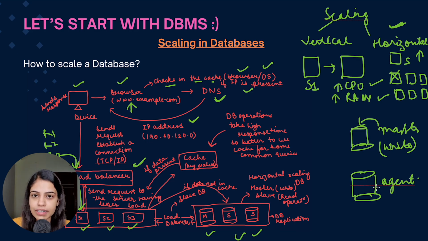And in the agent or the slave database, we accommodate all the read operations. So we have two databases mostly. One is the master database, one is the agent or the slave database. In the agent database, we accommodate all the read requests. In the master database, we accommodate all the write requests.